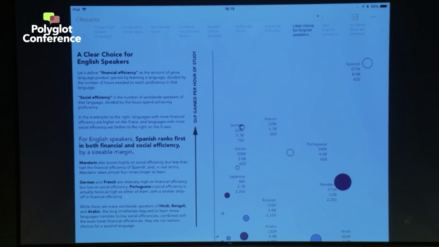I've always wondered, why in Ireland do we tend to only have German and French available to us as the main languages we pick in school?